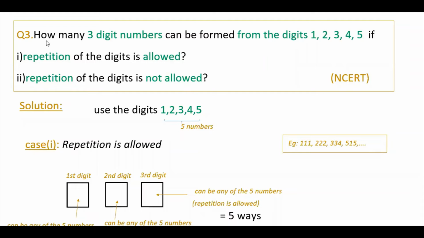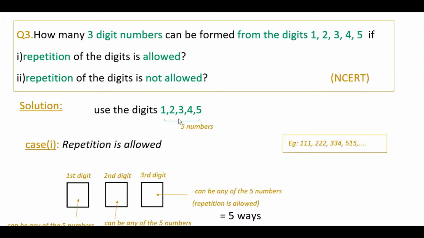This is the third question. How many 3-digit numbers can be formed from the digits 1, 2, 3, 4, 5 if the first one is repetition of the digits is allowed and the second one is repetition of the digits is not allowed. So first, take the first case. Here the conditions are: a 3-digit number, it is not an even number, 3-digit number only, and you have to use these digits 1, 2, 3, 4, 5 only. And the other condition is repetition of the digits is allowed.